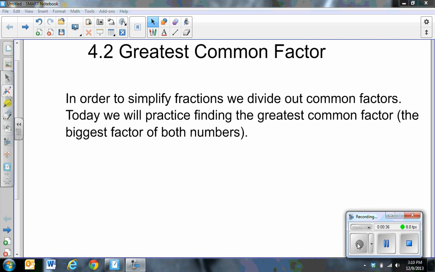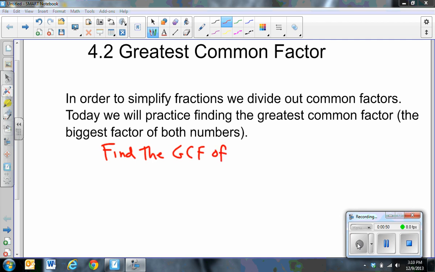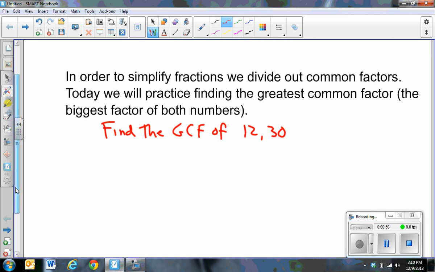Okay, so let's suppose we wanted to know the greatest common factor between the numbers 12 and 30. So we're going to say find the GCF, greatest common factor, of 12 and 30. So what we'll do first is we'll make a factor tree for each. Okay, so we'll start off with our factor tree for 12 over here. I'm going to start with 2. 2 times 6. Bring down the 2 because it's prime. Write 6. That's 2 times 3. Okay, so I'm going to stop right there.